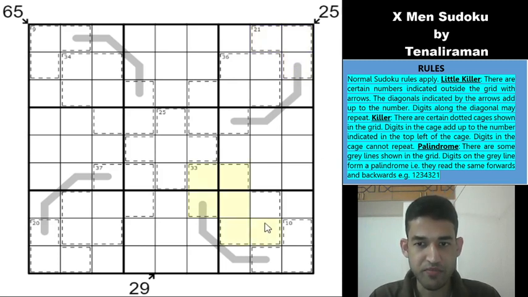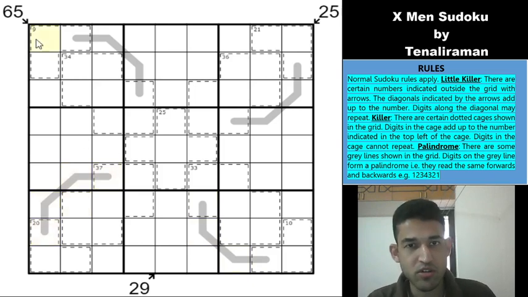All the cages have a lot of possibilities that can go at the start, which means that the killer part is not going to help at this point. So maybe the little killer rule will help us. I think it has to, because the palindrome is also absolutely useless at this point. It has nothing, just a 4-line palindrome with no information. So 65 from all these cells. Let me highlight those cells.